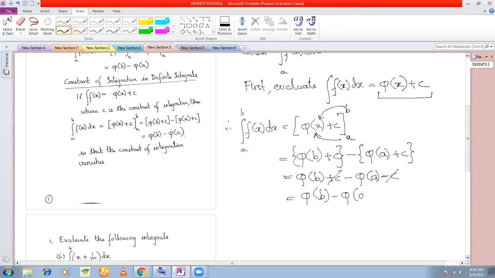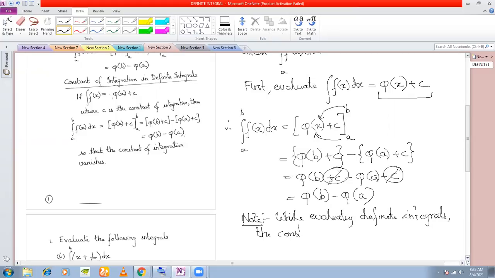Now, a very interesting thing that you see here is that in a definite integral, the constant of integration cancels. So while evaluating definite integrals, the constant of integration is ignored because it cancels out actually. The constant of integration is used only in indefinite integration.